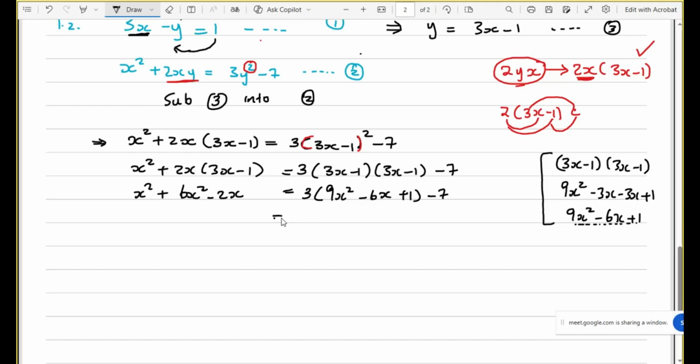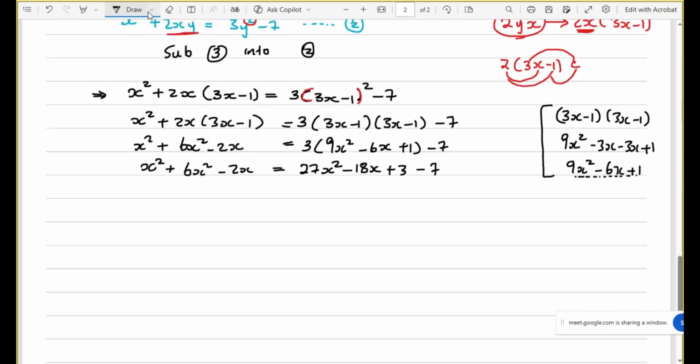So now, multiplying out the bracket by the 3, this gives us 27x squared. 3 times 6, that's minus 18x. 3 times 1, that's positive 3. Minus 7, and this is still equal to x squared plus 6x squared minus 2x.